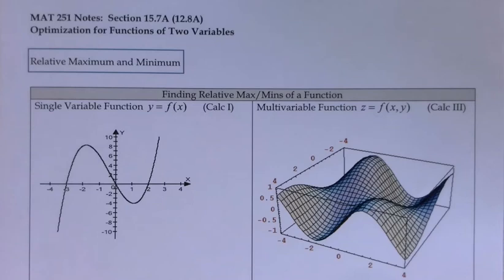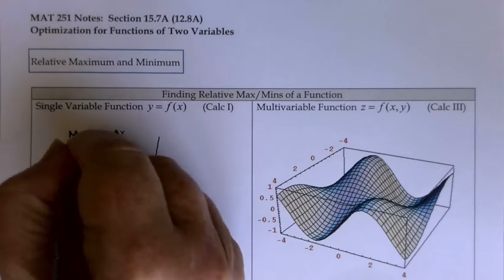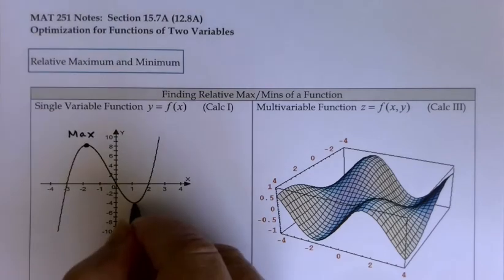This is Math 251, and we're in section 12.8, talking about maximums and minimums, or optimization, for functions of two variables. I'd like to start just by a comparison with what you already know about optimization in Calc 1 for just a function of one variable. If, for example, you graph a curve, it's fairly easy visually to identify local maximum and local minimum points.